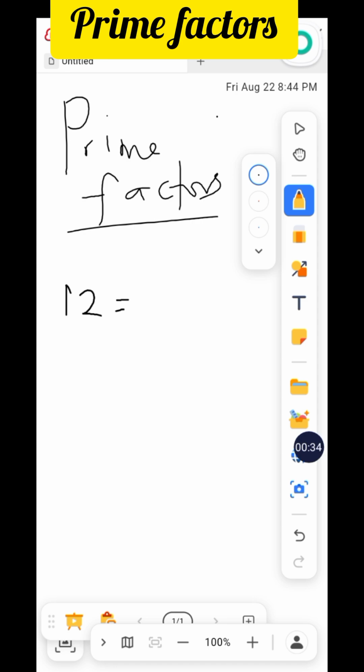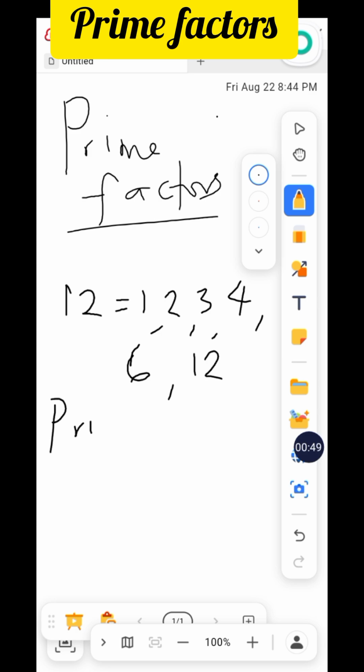For example, let's look at 12. What are the factors of 12? We have 1, 2, 3, 4, 6, and 12 itself. These are the general factors of 12. But inside the general factors, you bring out the prime factors.